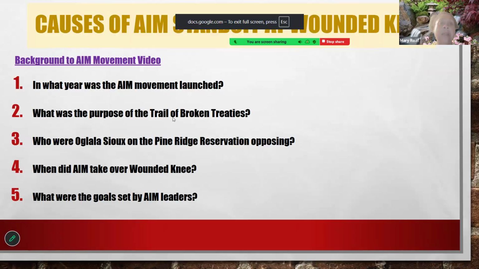demonstrates. Now, to understand one of the key pivotal moments in AIM, the standoff at Wounded Knee, Lakota, on Pine Ridge Reservation, we're going to look at what was the purpose of the Trail of Broken Treaties, who were Oglala Sioux on the Pine Ridge Reservation opposing.